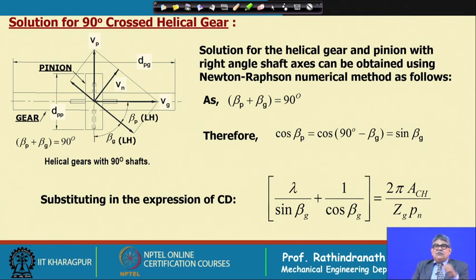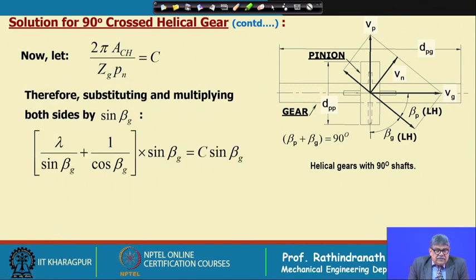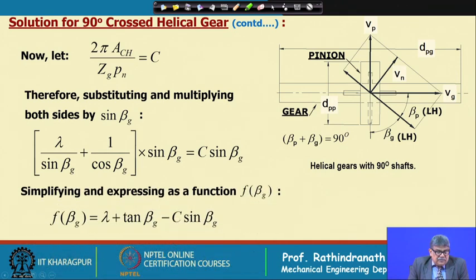Now, here lambda is only related to the teeth number of gears, and beta p is equal to beta g. But what we find is that from this equation there is a possibility we can calculate beta g. Still this equation cannot be solved analytically. Now let this expression, 2 pi into center distance divided by teeth number of gear into circular normal pitch, be expressed by C, and then we also multiply both sides by sin beta g, then the equation becomes lambda plus tan beta g minus C into sin beta g.